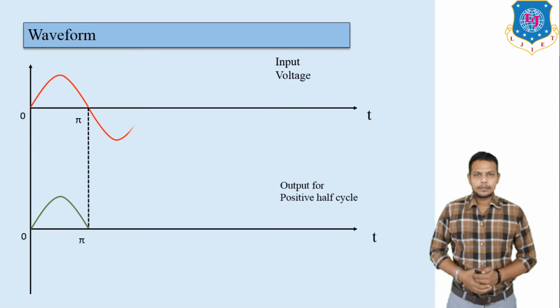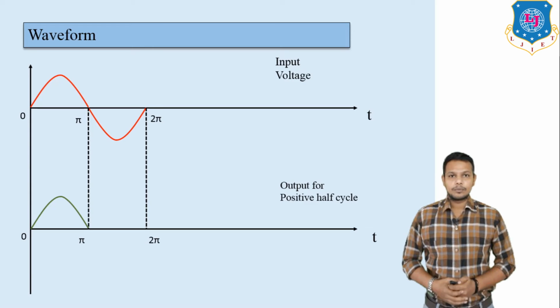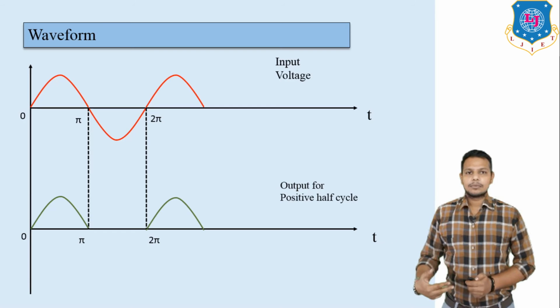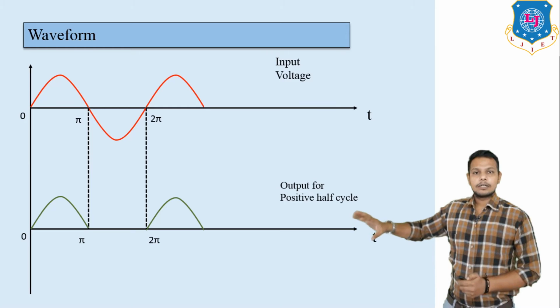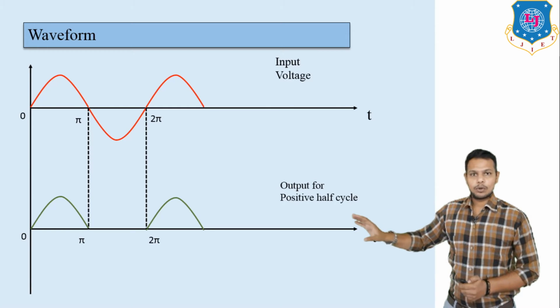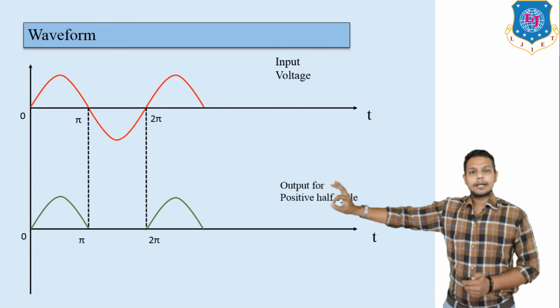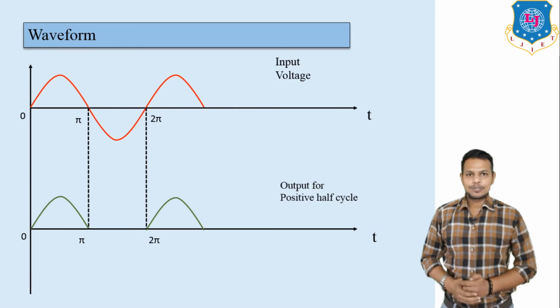Now let us discuss another waveform which is positive. Similarly, we will get it from the output side. So this is for the closed circuit, or we can say this is for the positive half cycle. Whatever you apply at the input side, you will get similar from the output side. So this is the waveform of the closed circuit.